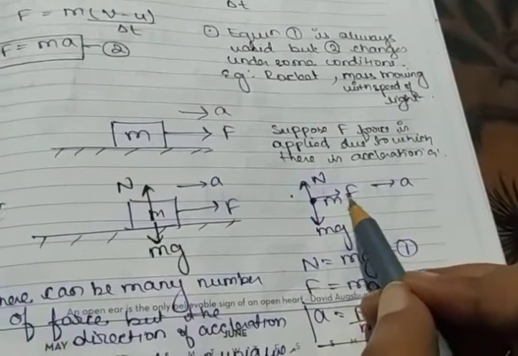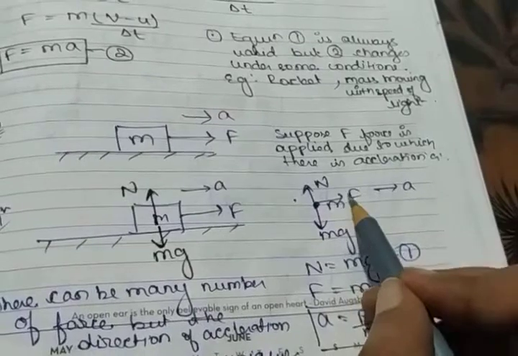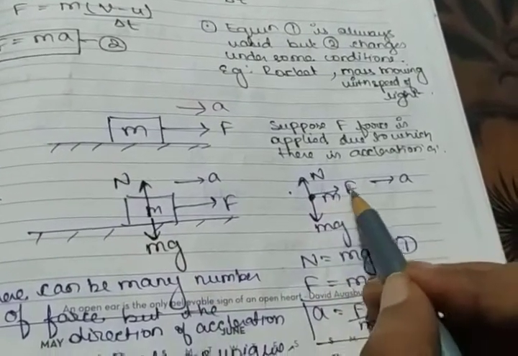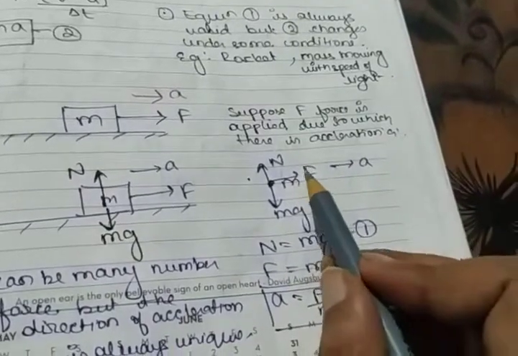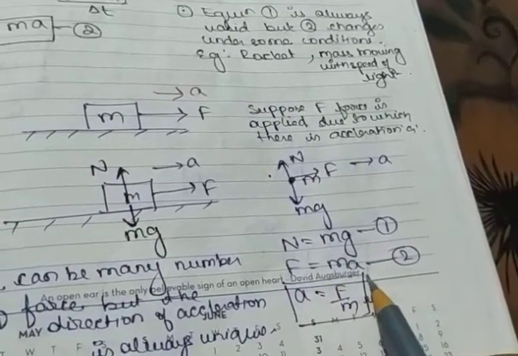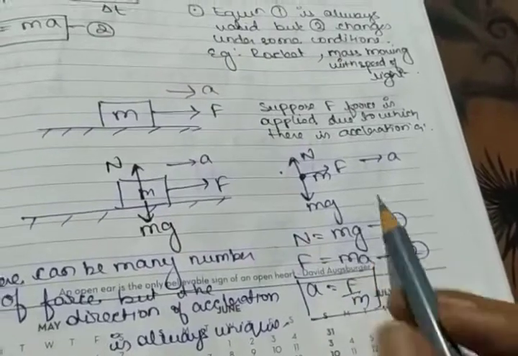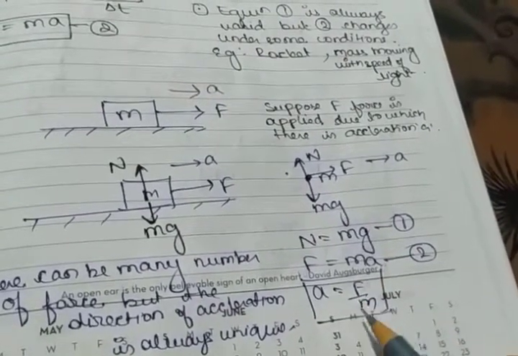And the second thing is when the body is moving in this direction. The applied force F is moving the body in this direction. Acceleration is a. So this force will be equal to what? M into a, mass into acceleration. So from here we get a equals F by m.